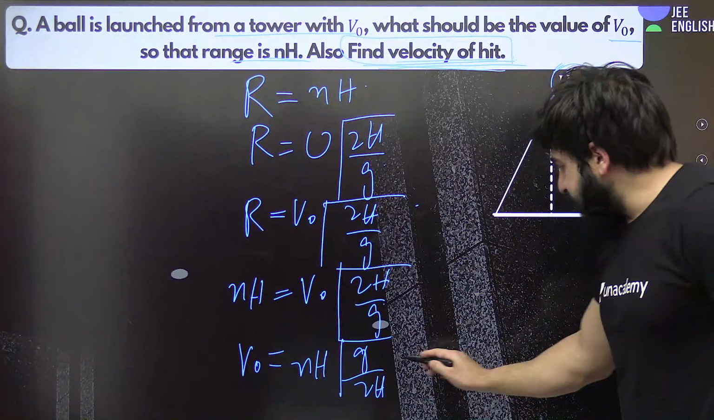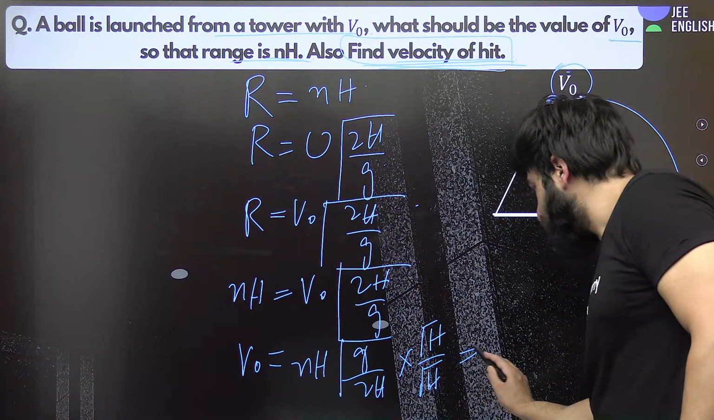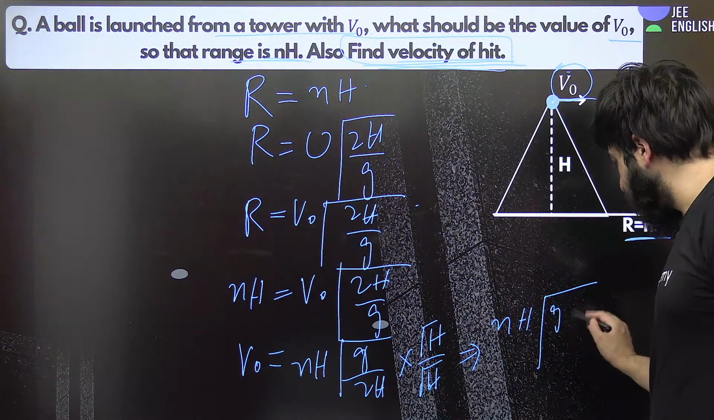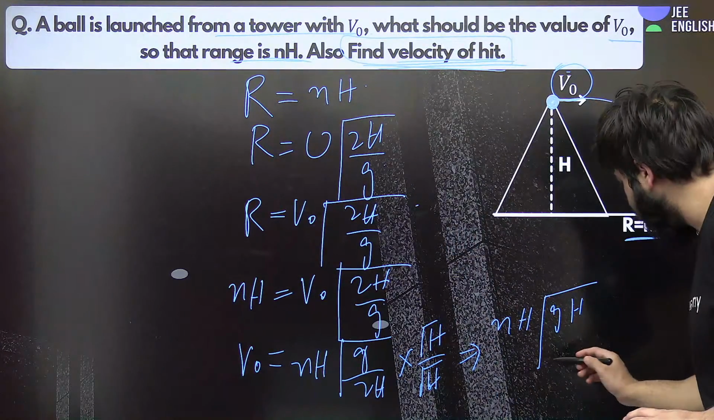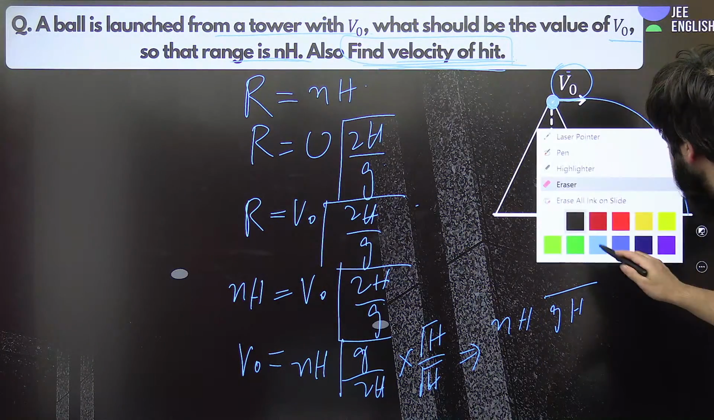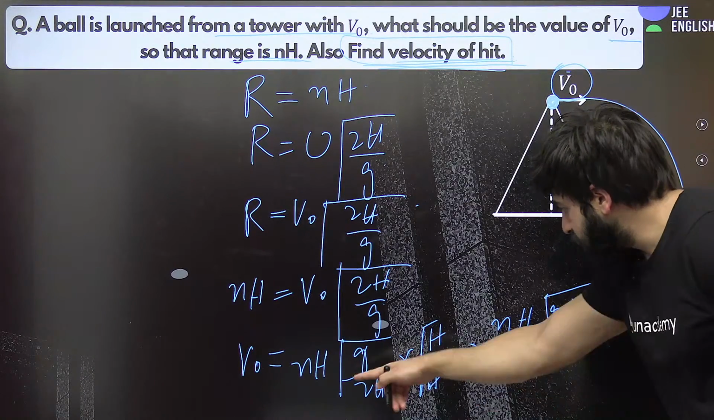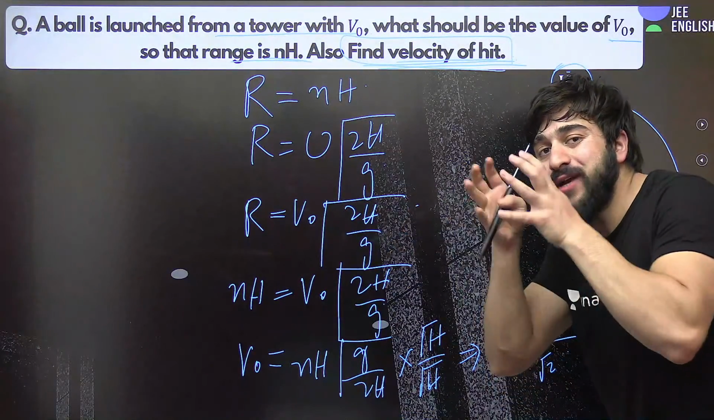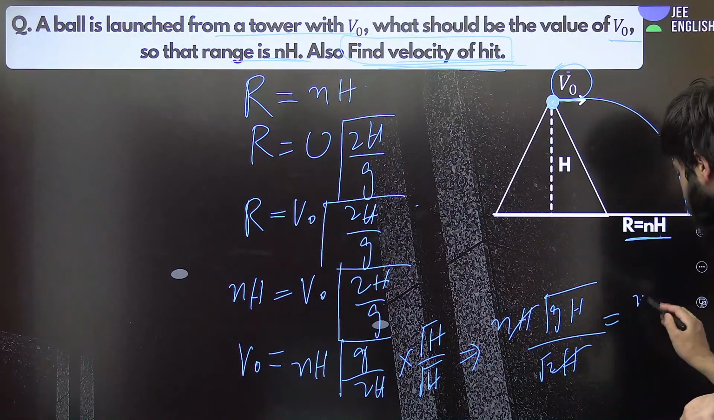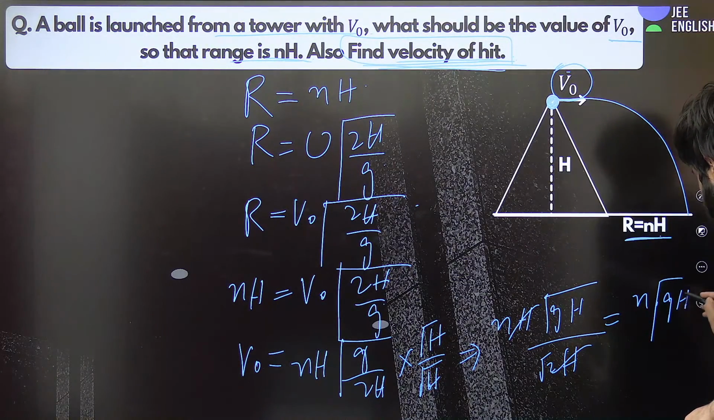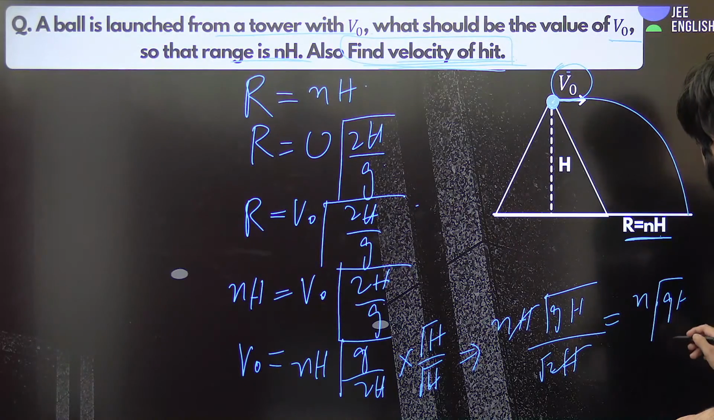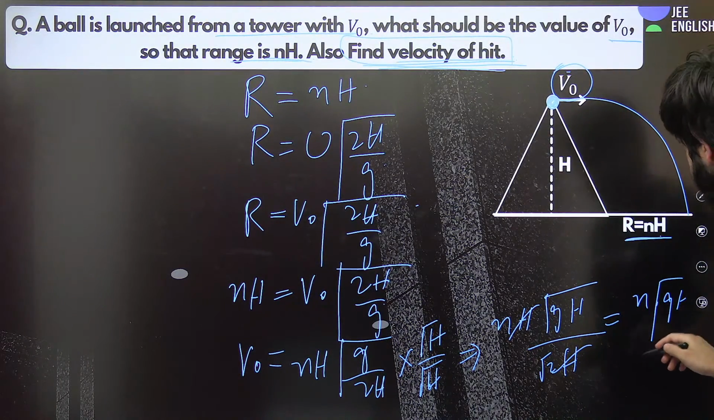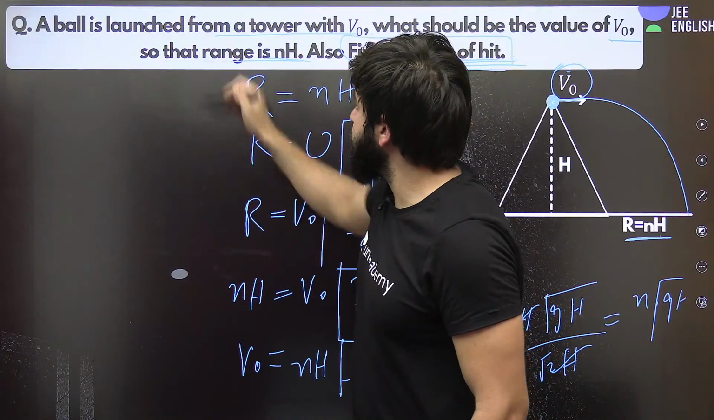There can be cancellation also. So just rationalize: root h, multiply and divide by root h. So it will be nothing but n h root of gh. When we multiply this with this one, this is root g into root h, and over here it will be root 2 into root h into root h. That is h only, because root h into root h is root h whole square. Square and root will cancel, so it will be h only. This will cancel, so it will be n root of gh.